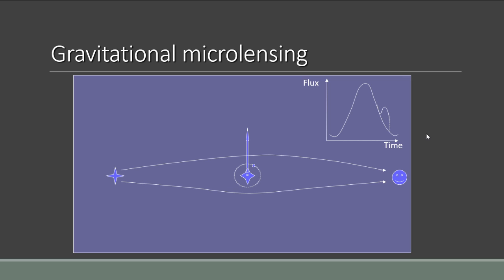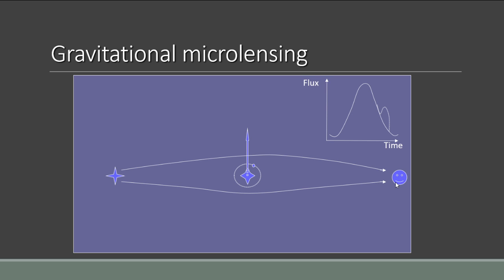Then the third method, it's the method of gravitational microlensing. We know that general relativity is the geometrical theory of gravity. So gravity is about curvature of space-time. Every body curves space around it, and light propagating near the body feels this curvature. And every body, in this sense, works like a lens.